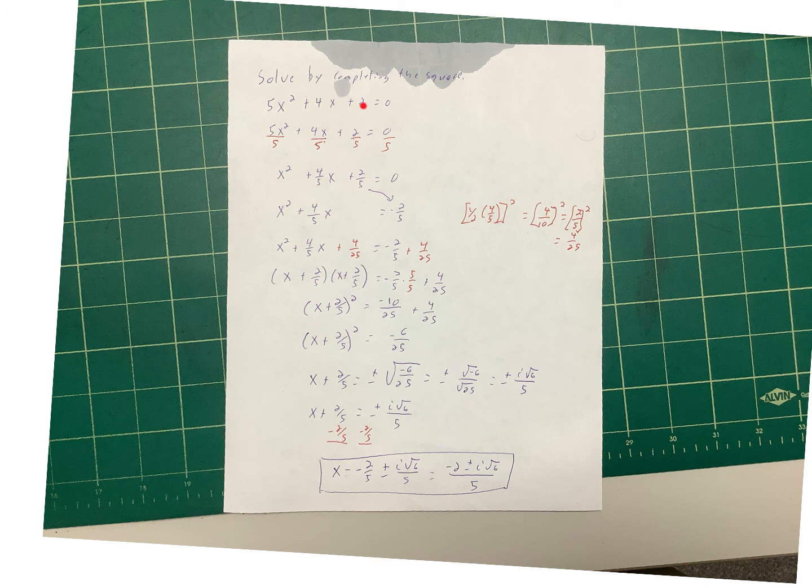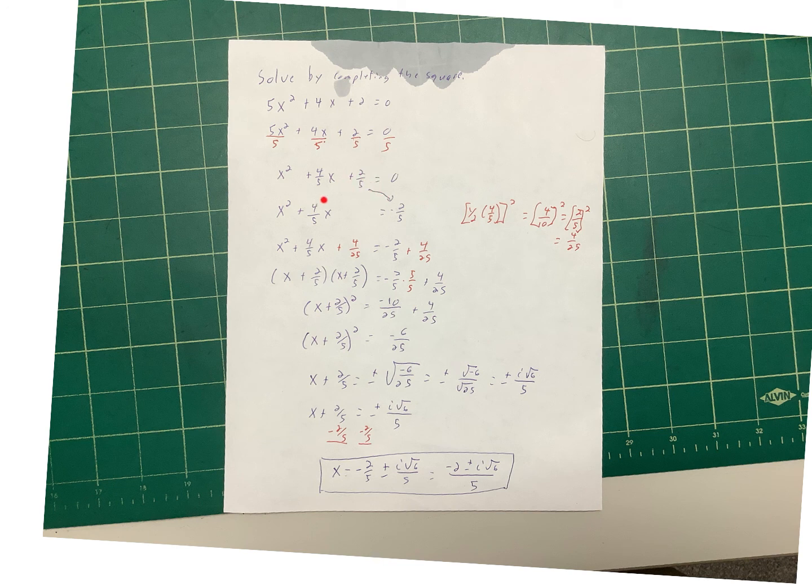Now, this is one of the hardest ones you can do, because the leading coefficient here is not 1 and you end up with a fraction. So one of the first things you want to do is make the leading coefficient 1. In this case, we need to get rid of that 5, so I divide everything by 5. That gives me x squared plus 4/5 x plus 2/5 equals 0.